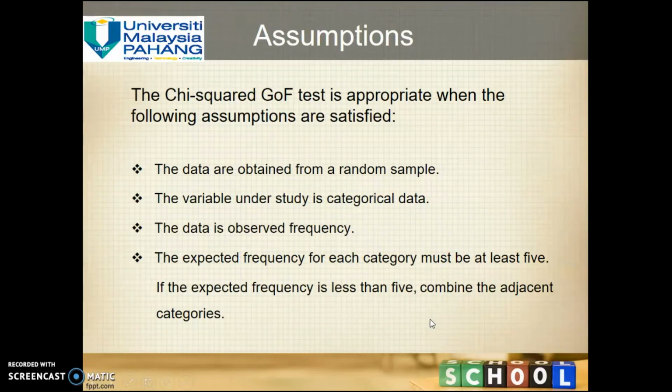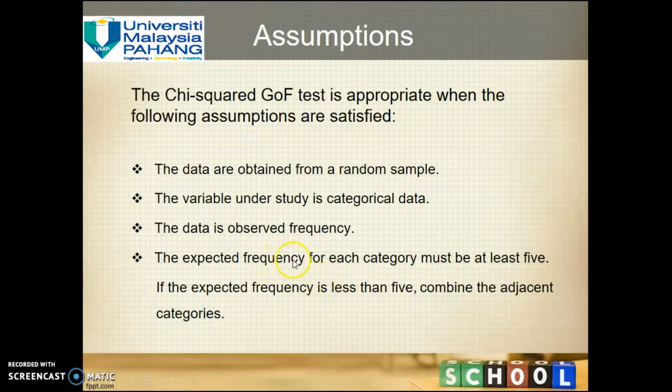Now we have the assumptions for the goodness of fit. The chi-square GOF test is appropriate when the following assumptions are satisfied. The data are obtained from a random sample. The variable under study is categorical data and the data is an observed frequency. For learning purposes, we assume that the first three assumptions have been fulfilled, that the data from the question already fulfill them. But number 4 here we have to check.